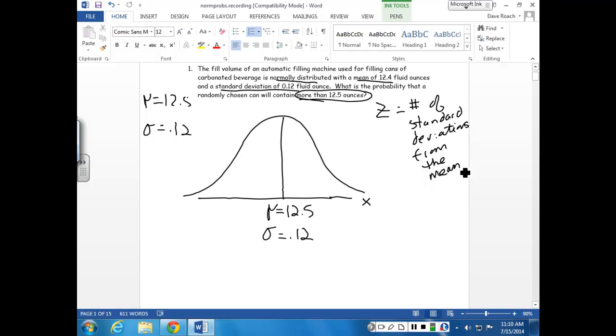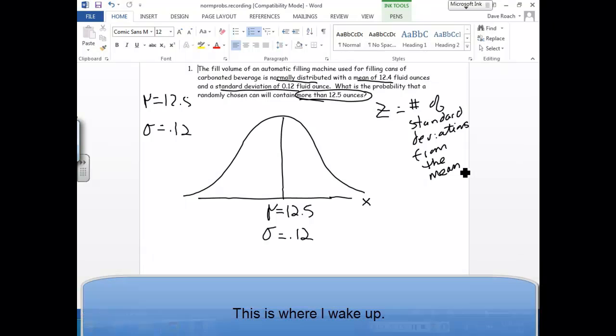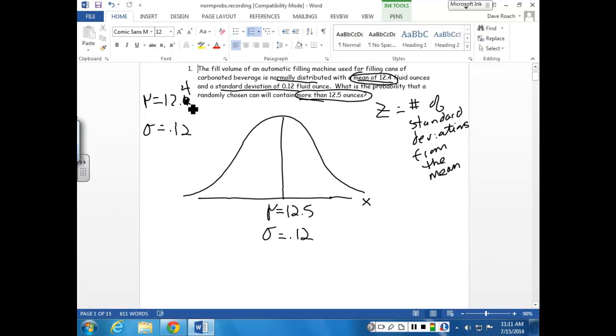Okay, I wrote something down wrong here. The mean was 12.4. I had it underlined wrong and then just read the wrong thing. The mean was 12.4. Make sure you have that right. Sorry about that. And we want to know more than 12.5. So I'm going to put 12.5 here and shade that in.